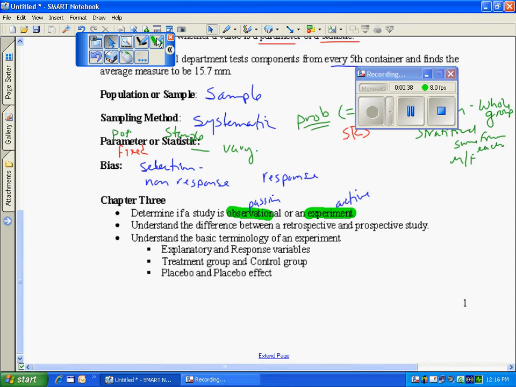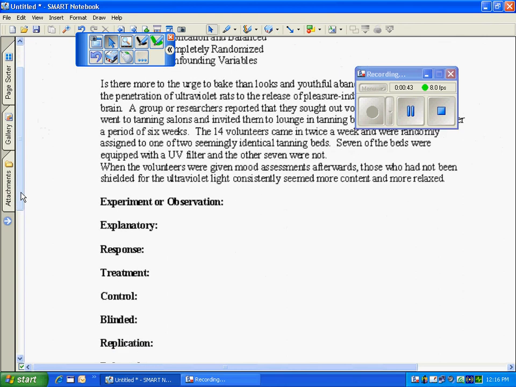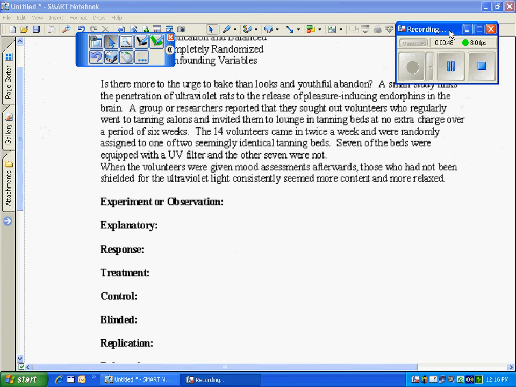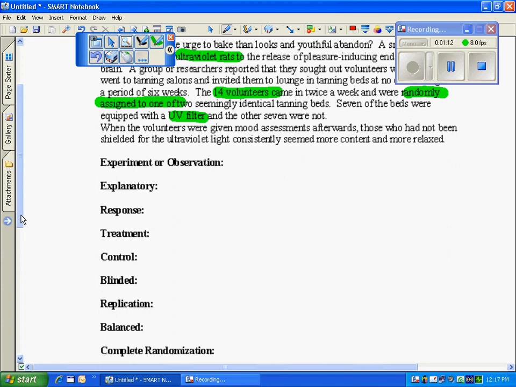The rest of the part for Chapter 3, you will need to know how to identify the basic terminologies from an experiment. So here might be a situation, and it talks about a tanning salon and whether ultraviolet rays affect the mood or not. And so they took 14 volunteers and they randomly assigned them to identical tanning beds. Seven had a UV filter, and then 7 did not have the filter. So this is an experiment.